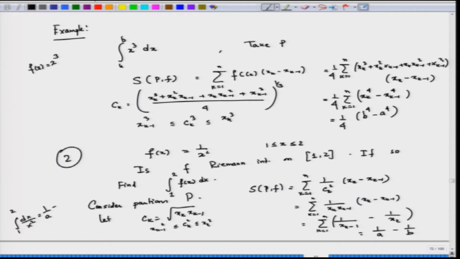So, a is 1 here, b is 2 here. So, this is 1 half. So, we can write it as half. Okay. So, at least we are able to compute some integrals by using Riemann sums and Riemann's prescription basically.